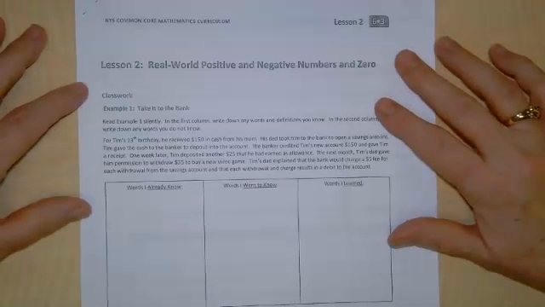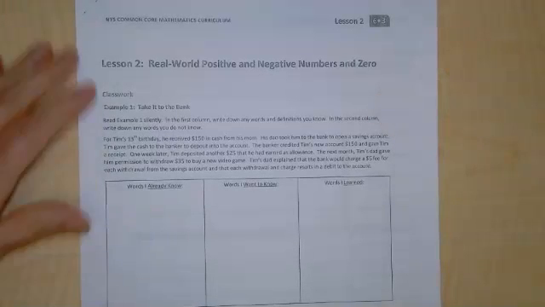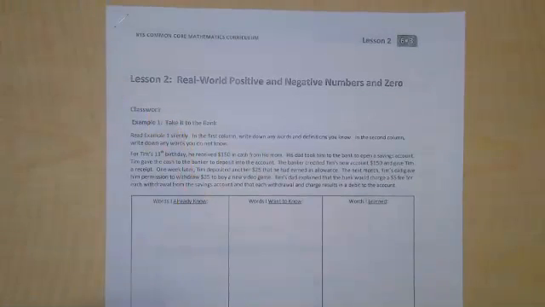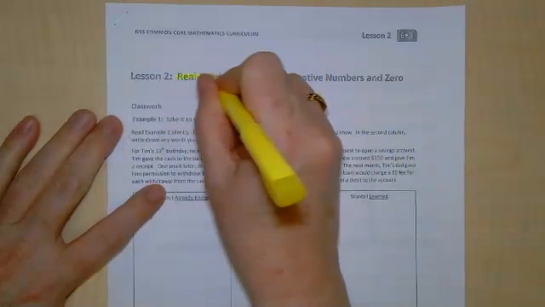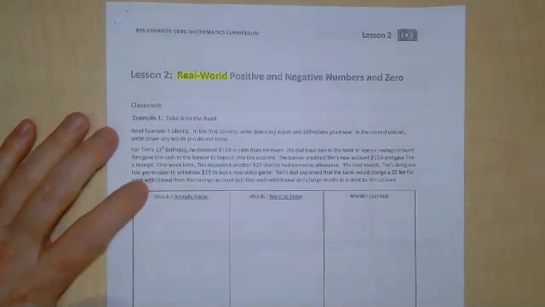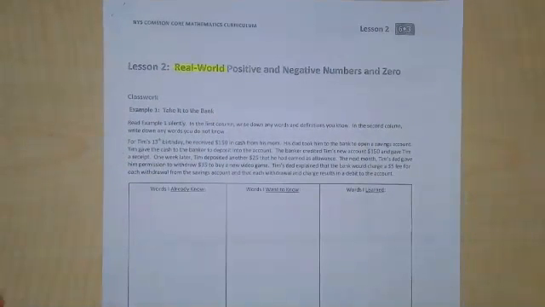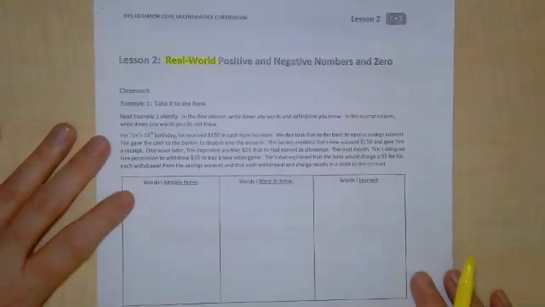It is Wednesday, January 6th. We're on lesson 2. We're going to talk about real-world examples of positive, negative, and zero. Please turn around and get ready. You're going to need your highlighters today.